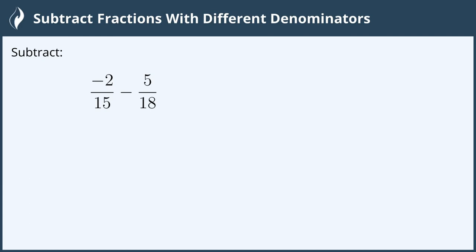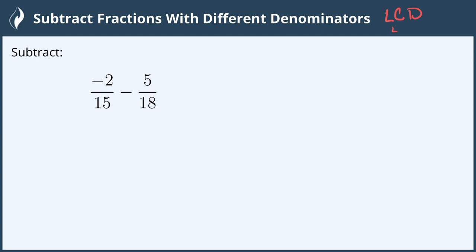Hi everyone! In this video we will subtract fractions with different denominators. Subtract -2/15 minus 5/18. The first thing we need to do is find the lowest common denominator.